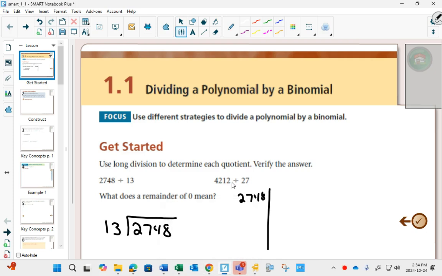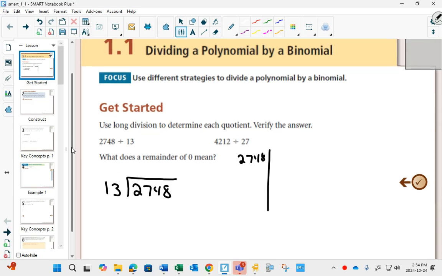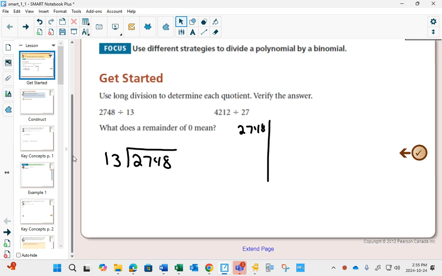So first, I will go over the classic long division technique here, which is set up like this. Okay, so we have our 13 or 2,748. And in the classic method, you would take your 13 and you would start from the left and say, are there any 13s in 2?